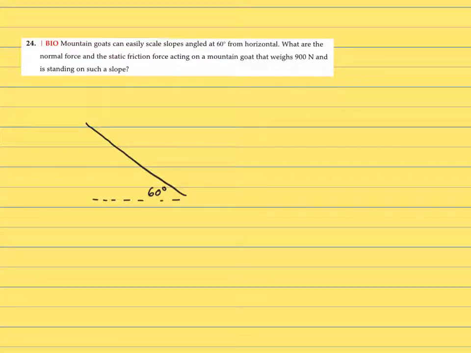All right, I'm going to show you a little trick here. So we're on a 60-degree angle. The goat, I'm going to use this dot here, has a weight straight down, force of gravity, straight down the center of the earth. The force normal is perpendicular to the surface.